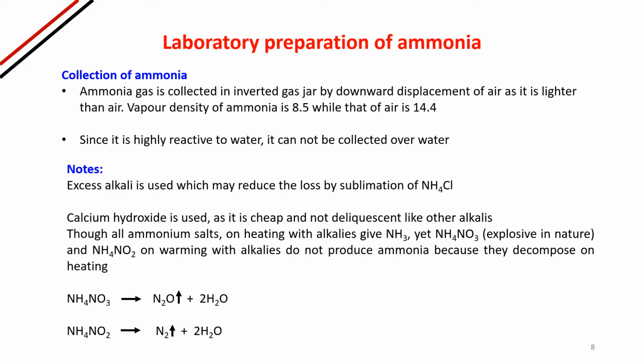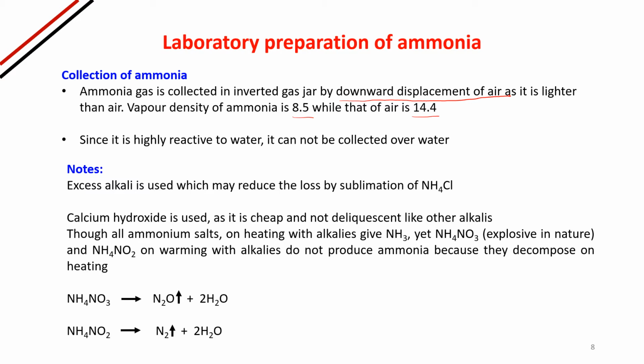How to collect ammonia in the laboratory? Ammonia gas is collected in an inverted gas jar by downward displacement of air. Why? Because it is lighter than air. See, the vapor density of ammonia is 8.5 while that of air is 14.4. It is not collected over water because it is highly soluble in water, so it cannot be collected over water.